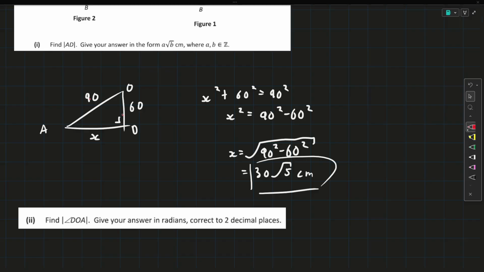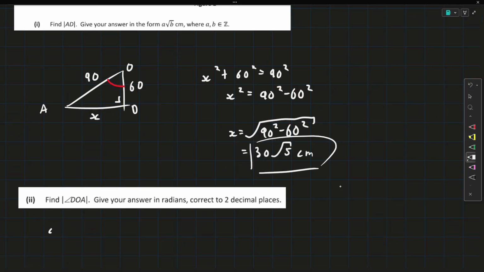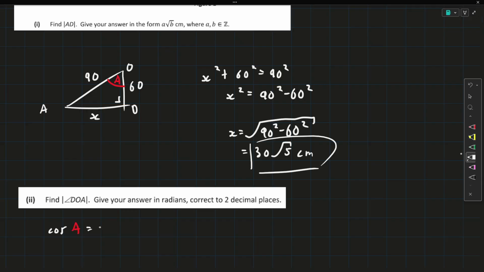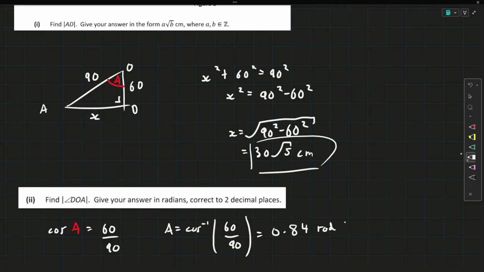It should be easy enough, because you can see in this triangle, DOA is just here. We might use cos, because we have the adjacent and the hypotenuse. We could use the other sides, but they have square roots, a bit messy. So cos of that angle, which I'll call A, will be equal to 60 divided by 90. Then you can do cos inverse on both sides, so A will be equal to cos inverse of 60 over 90. Put that into your calculator, make sure it's in radians mode, and to 2 decimal places, you should get 0.84 radians as your answer.